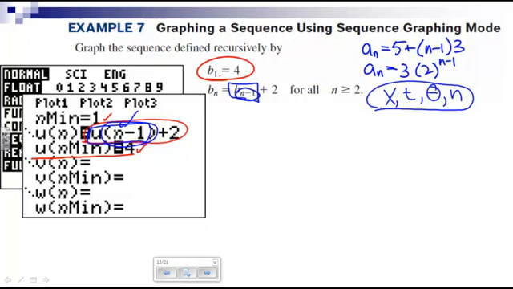All right? Now, after we get those three pieces of information in, where are we starting? What's the starting value? And then how do we define all the other values in our sequence?